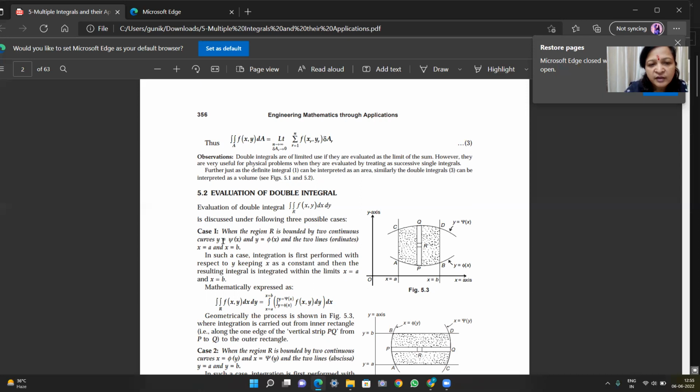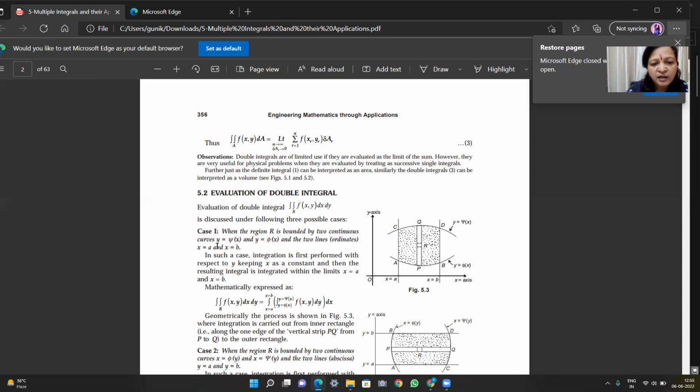Now, first case, when the region R is bounded by two continuous curves y equal to psi(x) and phi(x), and the two lines x equal to a and x equal to b. Then in such a case, the integral is first performed with respect to y, keeping x as constant, and then the resulting integral is integrated within the limits x equal to a and x equal to b. Here we can see that we have the limit of y in terms of x. The limit of x is constant.